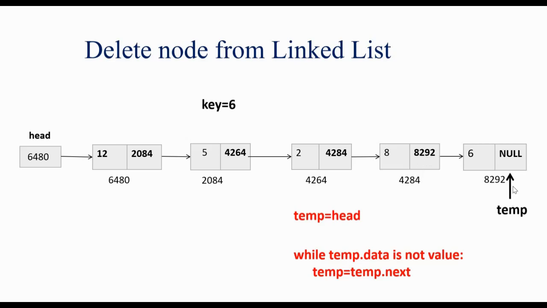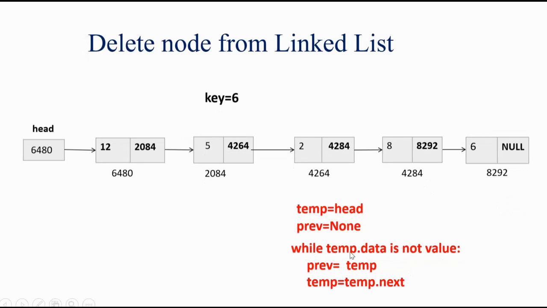But here we have the pointer to the node which we want to delete and not to this node. For that, we need to have another pointer, previous. In the while loop, you check whether temp.data is not the value which we passed, and if the temp.data is not the value, then you update previous to temp and the temp will point to the next node. That is, initially previous will be none and temp will be pointing to the first node.